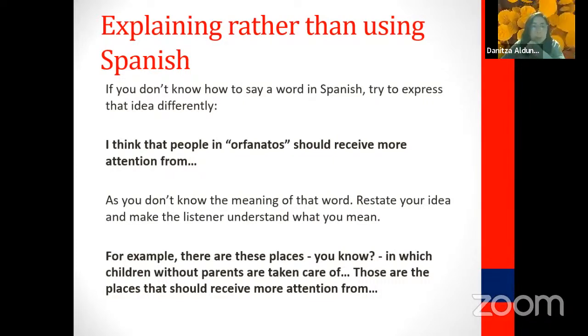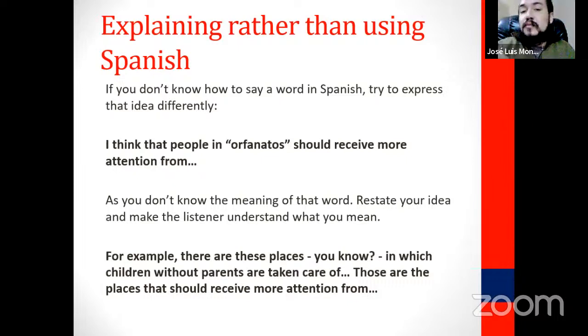Okay. If you don't know how to say a word in Spanish, try to express the idea differently. I think that people in orphanatos should receive more attention from. As you don't know the meaning of a word, restate your idea and make the listener understand what you mean. For example, there are these places, in which children without parents are taken care of. Those are the places that you should receive more attention from. Okay, thank you very much.